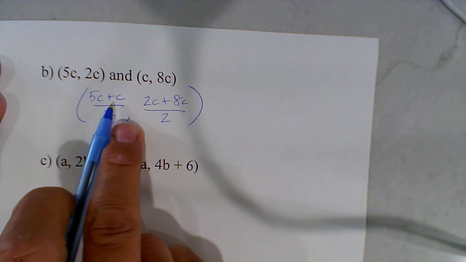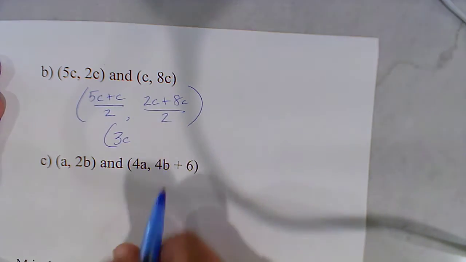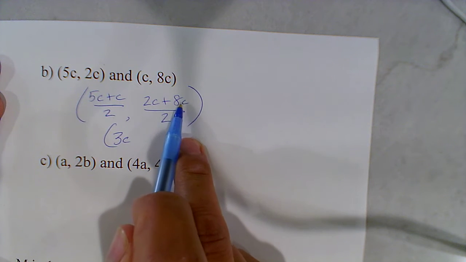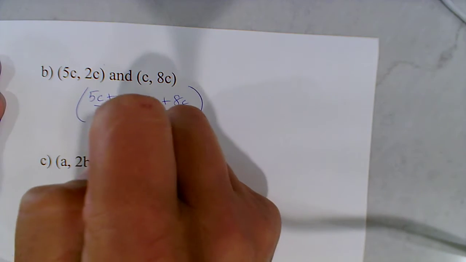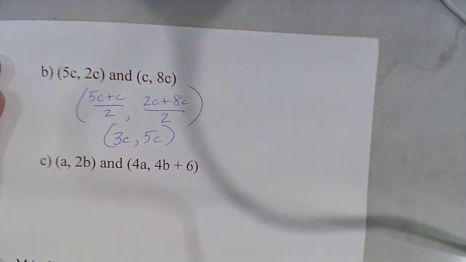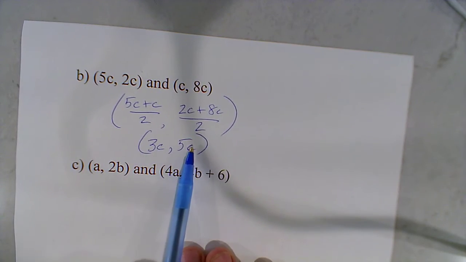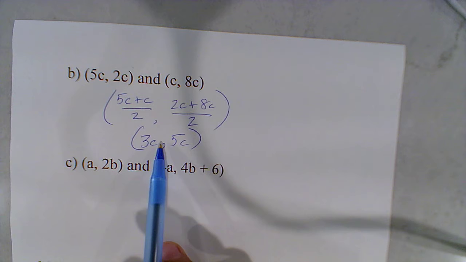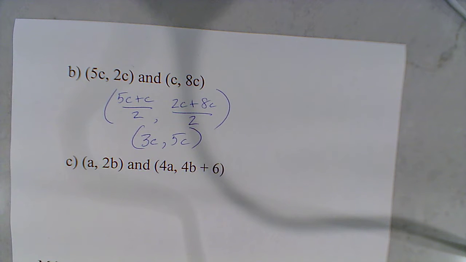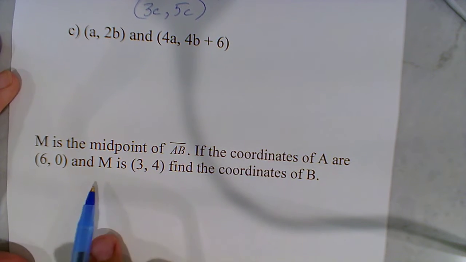Well, 5c plus another c is 6c, divided by 2 is 3c. 2c and 8c is 10c. 10c divided by 2 is 5c. And you're always going to represent the coordinates of your midpoint, just like we did here with the 1, 0, and before with the 5, 5, and here with the 3c, comma 5c. You're always going to represent that with a comma in the middle inside a set of parentheses as an ordered pair. All right, I'm going to skip ahead now to this question.